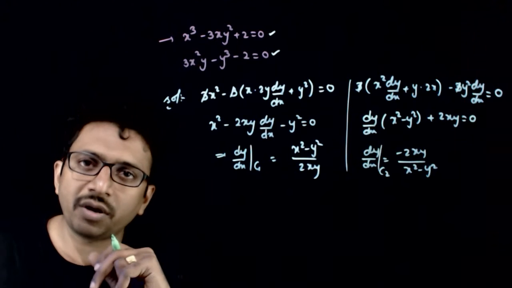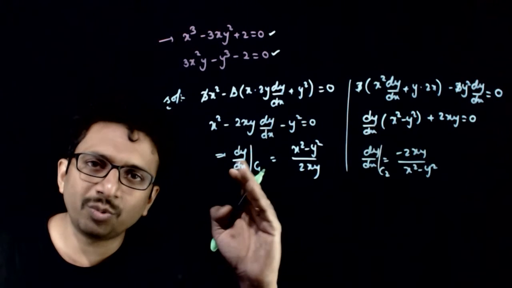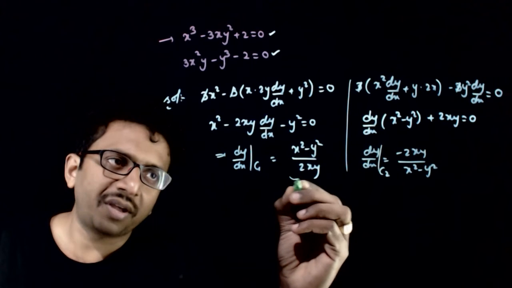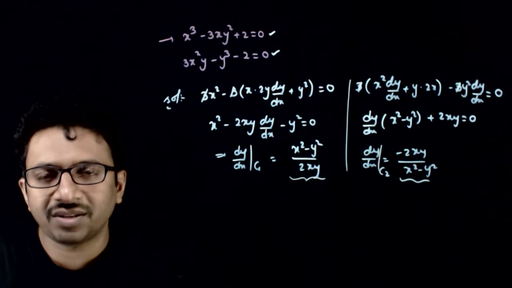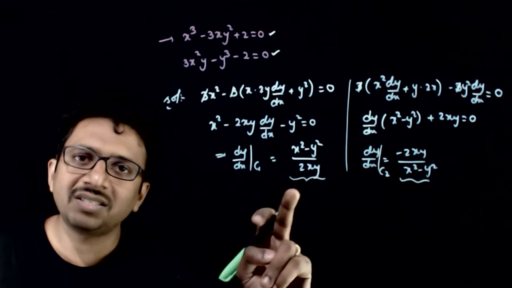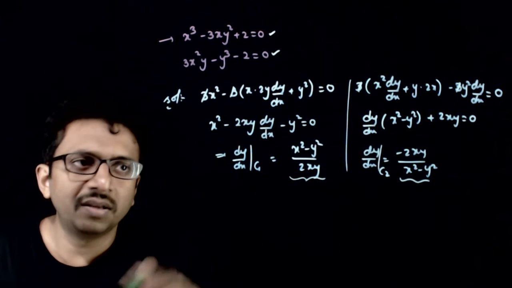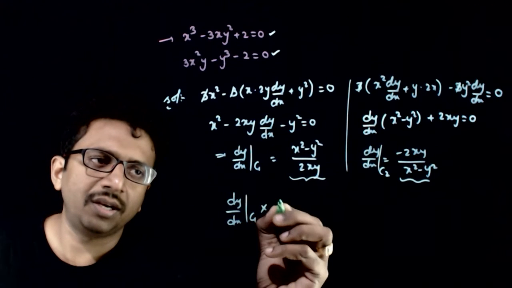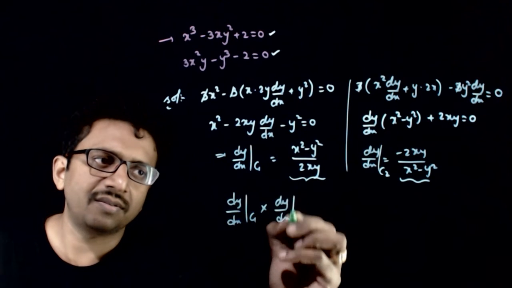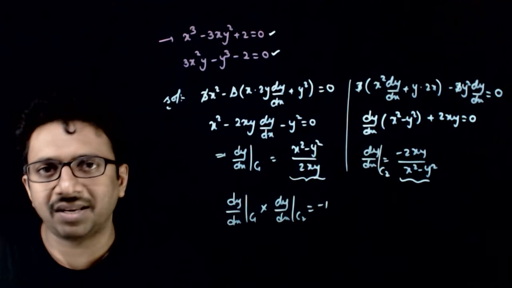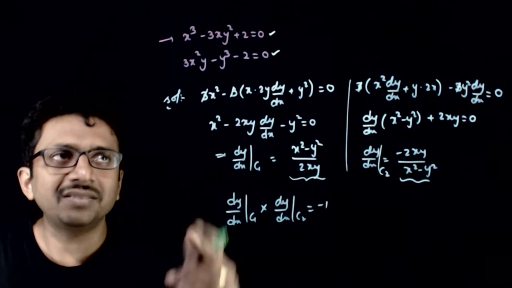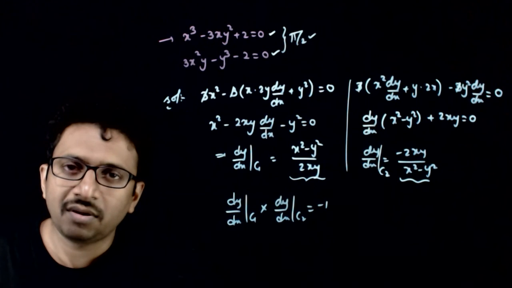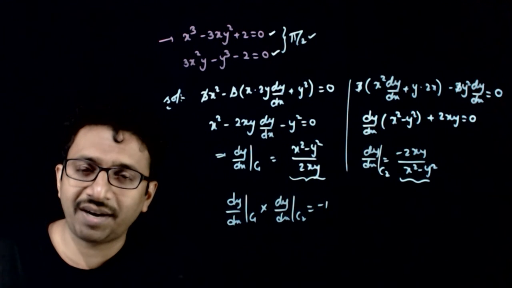Now whatever may be the point of intersection, let us assume that they intersect at x1, y1. If you carefully observe the expressions for these differentiations, their product is equal to minus 1. So dy by dx of curve 1 into dy by dx of curve 2 is equal to minus 1. That means these two curves intersect at 90 degrees, or these two curves intersect at right angles.